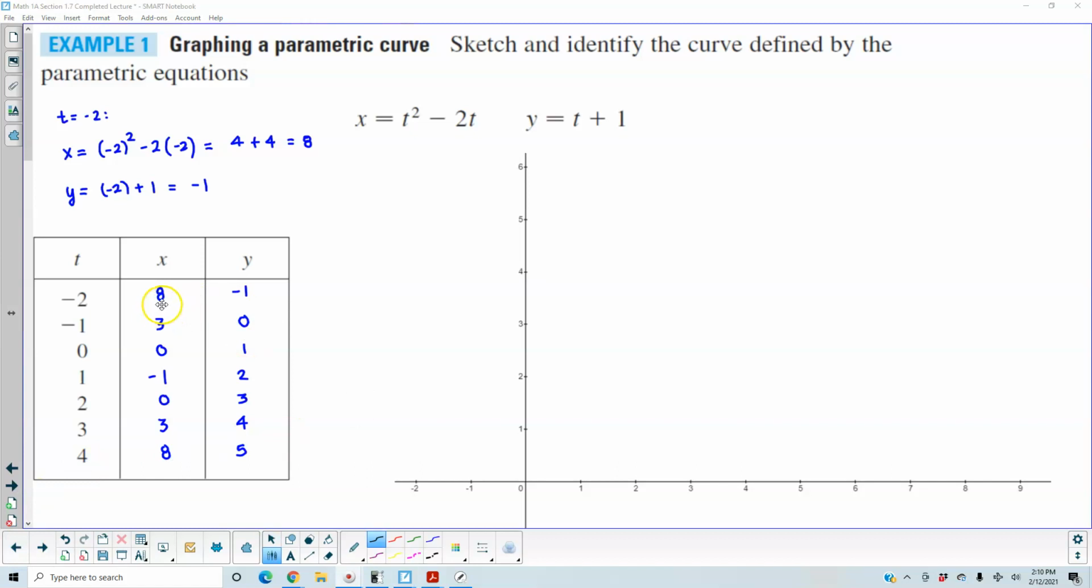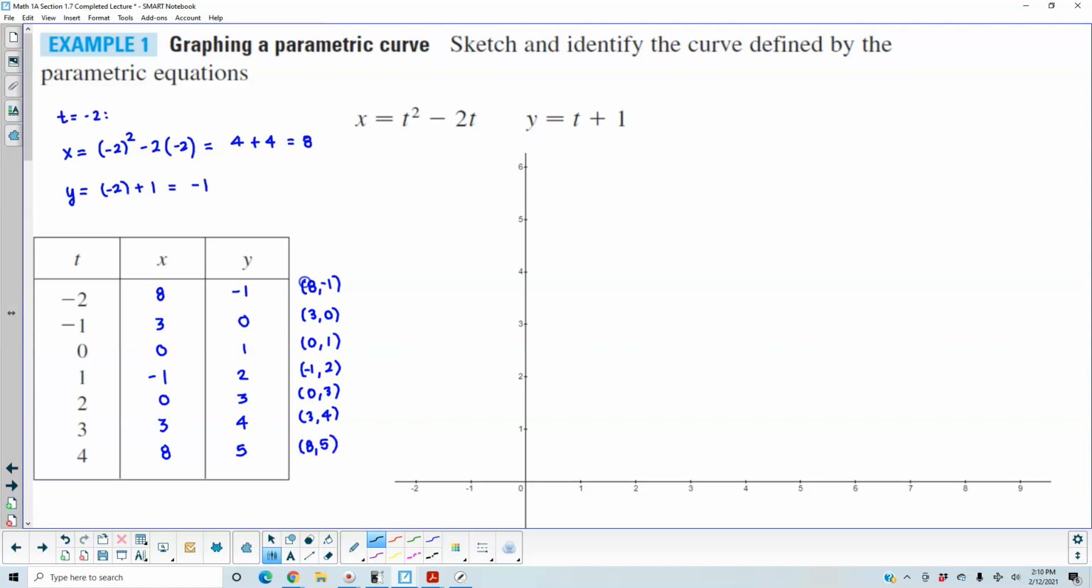So now that we've done that, we have 8, -1. So therefore, we have an ordered pair of 8, -1, another ordered pair of 3, 0, another one of 0, 1, -1, 2, 0, 3, 3, 4, and then 8, 5.